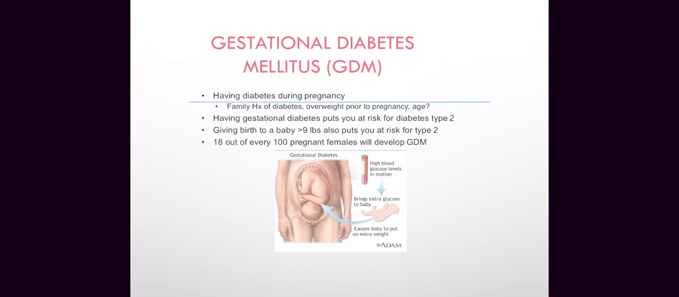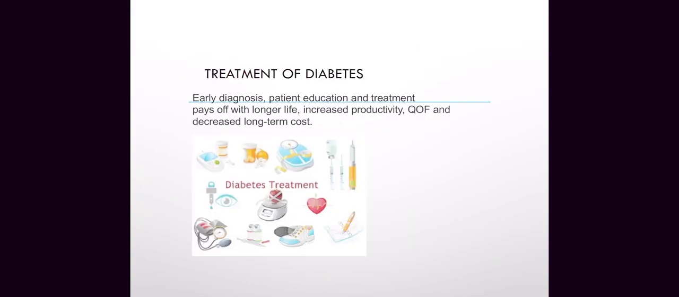Now, how do we prevent diabetes? We will be discussing prevention in more slides to come, but generally speaking, it's losing 5 to 10% of your body weight if you are overweight, moderate exercise at least 30 minutes a day, and eating a healthy diet. These are the basic methods for how we can control diabetes. For treatment, of course, early diagnosis, patient education and medication will definitely help us.